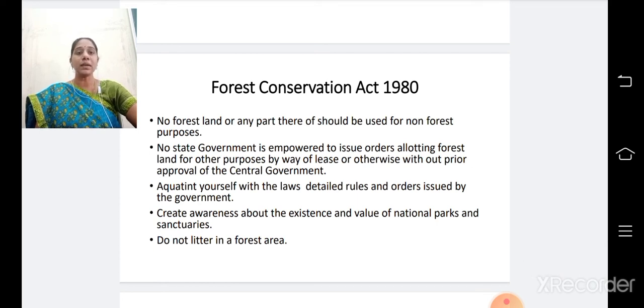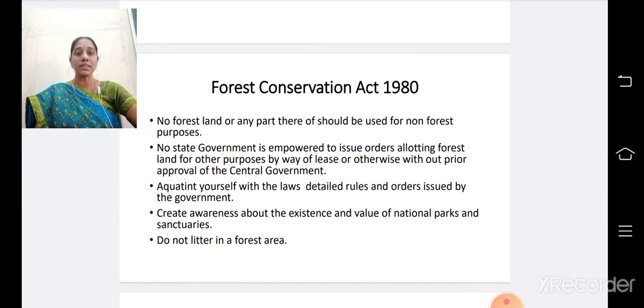No forest land or any part thereof should be used for non-forest purposes. No state government is empowered to issue orders allotting forest land for other purposes by way of lease or otherwise without prior approval of the central government. We must not spoil the forest environment by over exploitation. Acquaint yourself with the laws, detailed rules and orders issued by the government.